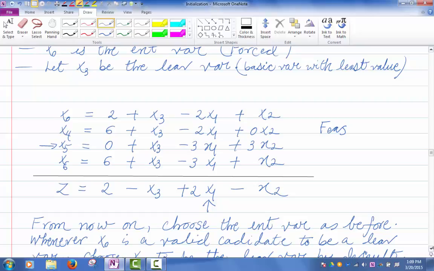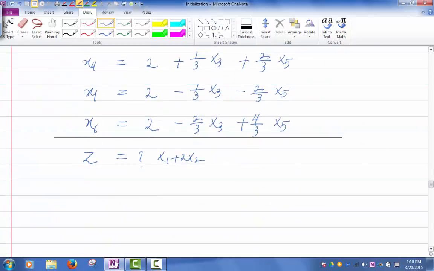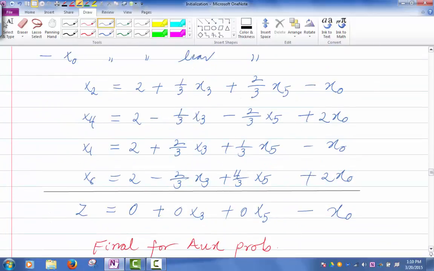Why? Because if x0 becomes non-basic, then the value of x0, which is the objective function, will become 0, and we know that's the minimum possible value of x0, because x0 is non-negative. Right? So we did that, and we came to a dictionary here where x0 became non-basic, and then we know that we got the final dictionary for the auxiliary problem.